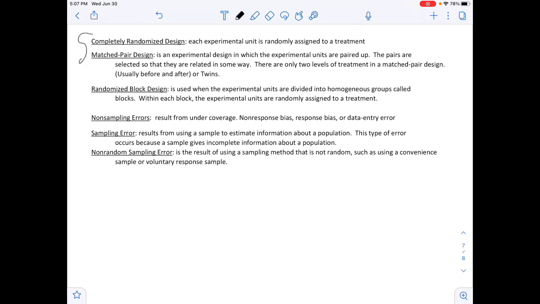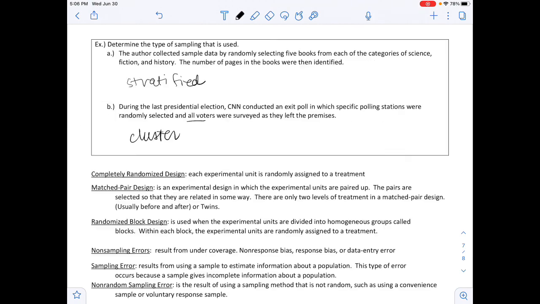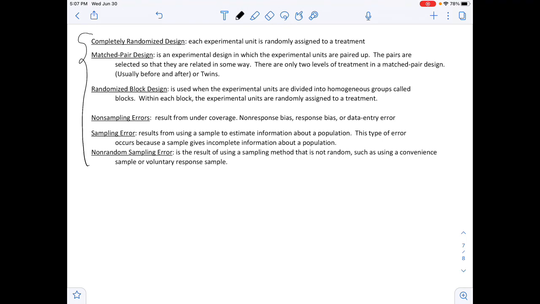Below this example, we have some additional vocab. We have a completely randomized design. This is going to be each experimental unit is randomly assigned to its treatment. We have matched pairs design, which we're going to see quite a bit of. And this is an experiment design in which the experimental units are paired up. The pairs are selected so that they are related in some way. There are only 2 levels of treatment in a matched pair design. It's usually before or after, or twins. We also have a randomized block design. It is used when the experimental units are divided into homogeneous groups called blocks. Within each block, the experimental units are randomly assigned to a treatment.